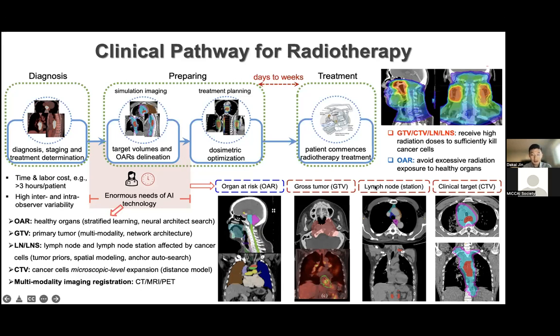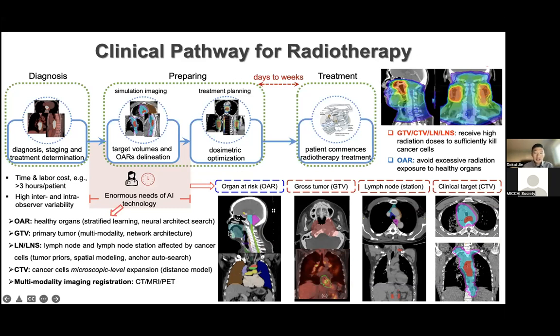The next part is the metastasis lymph nodes or lymph node stations. We know that cancers often spread through the lymphatic system, so these refer to those lymph nodes or stations affected by the cancer cells. And finally, there are the clinical target volumes, the CTV. CTV is the region that covers not only the primary tumors, but also the possible spread of the cancer cells. It is kind of like including the microscopic level expansion.